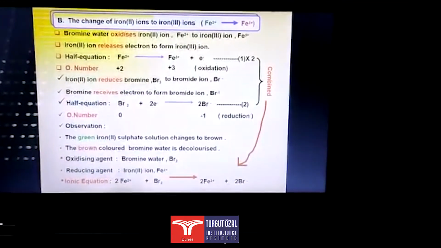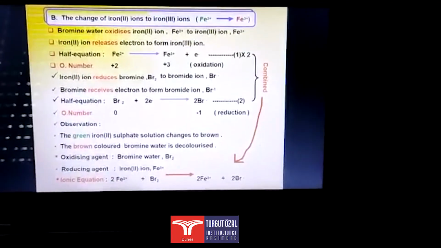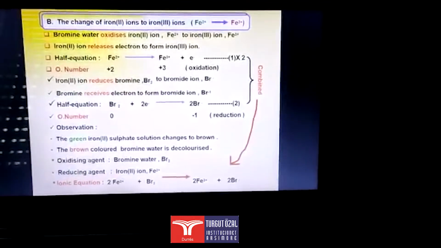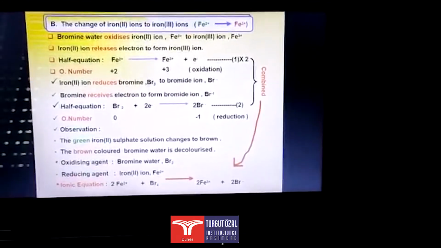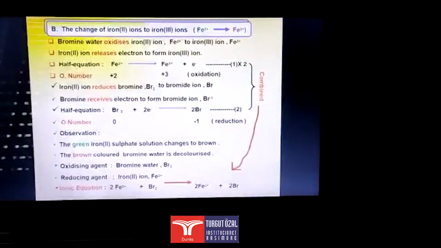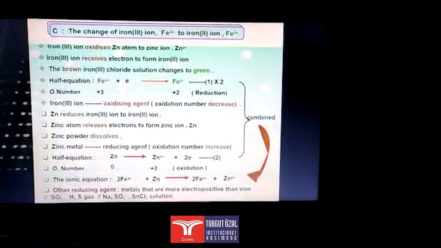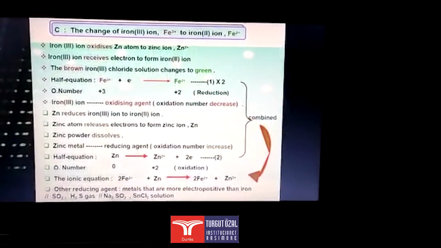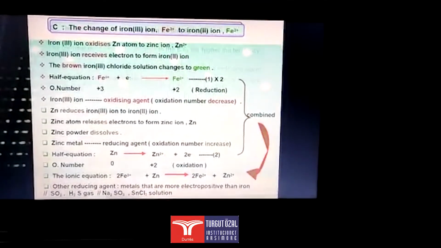The change of iron 2 ions to iron 3 ions, from Fe2+ to Fe3+. This is another example like magnesium and oxygen. The change of iron 3 to iron 2 is vice versa.